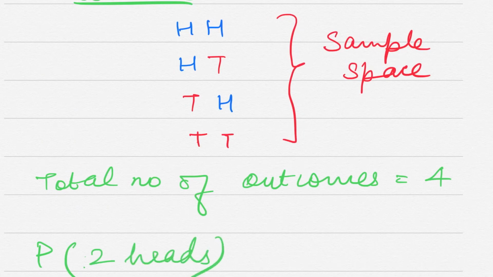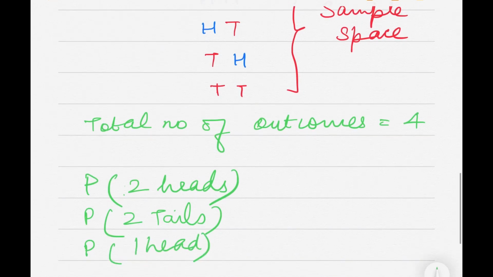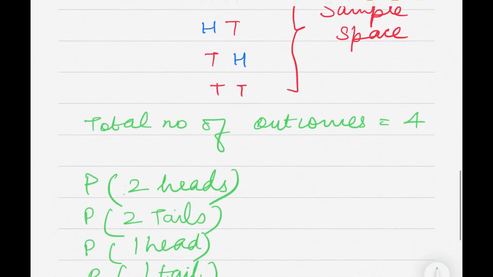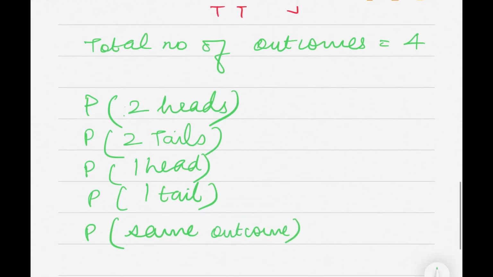2 heads. Or I can be asked, what is the probability of getting 2 tails, then probability of getting 1 head, probability of getting 1 tail, or same outcome. So probability of having the same outcome on the top.